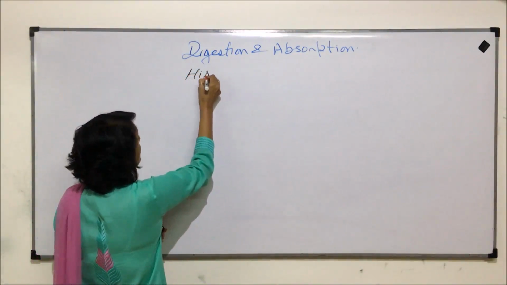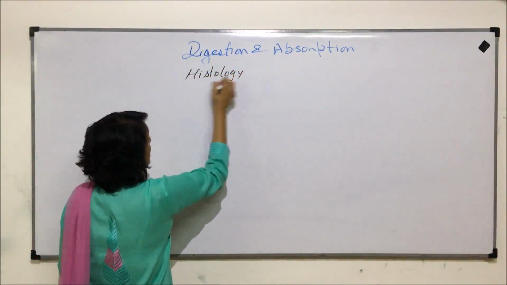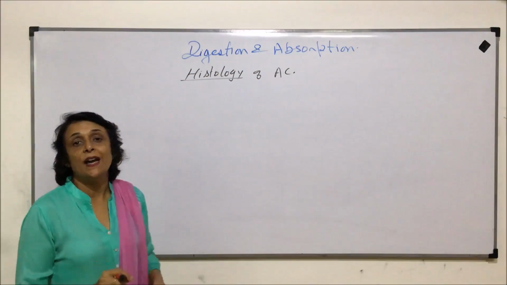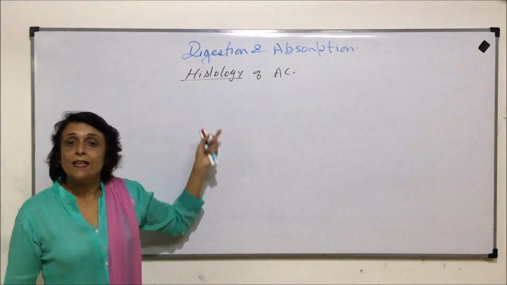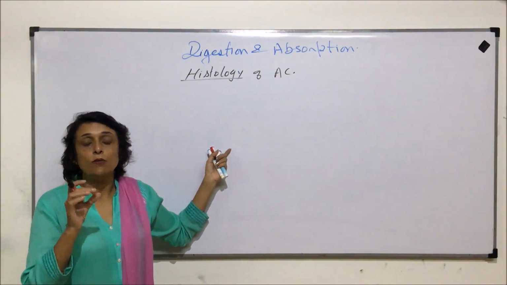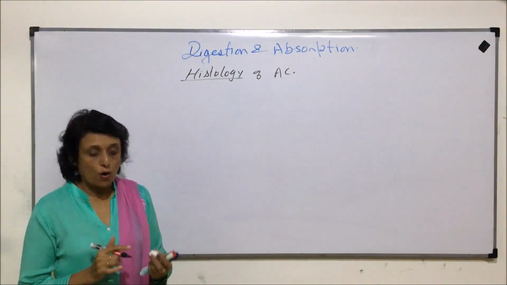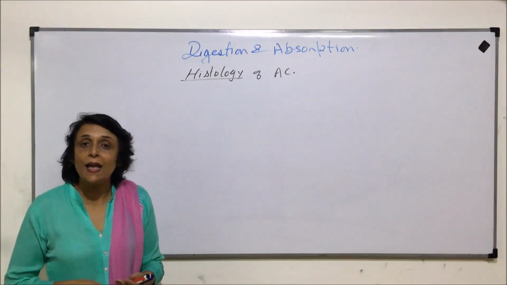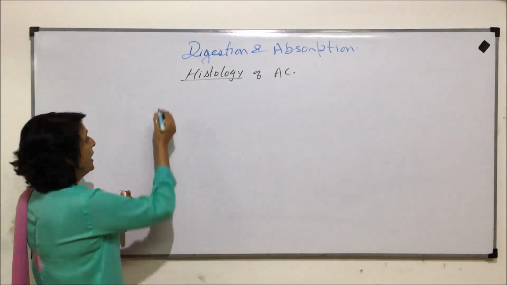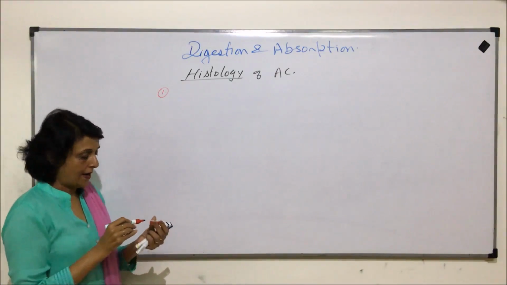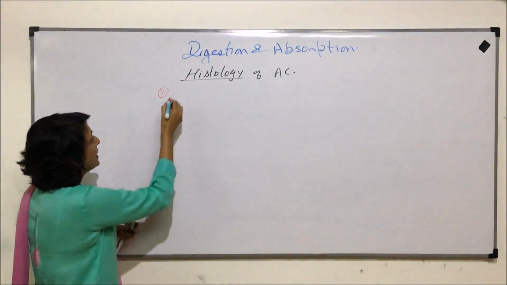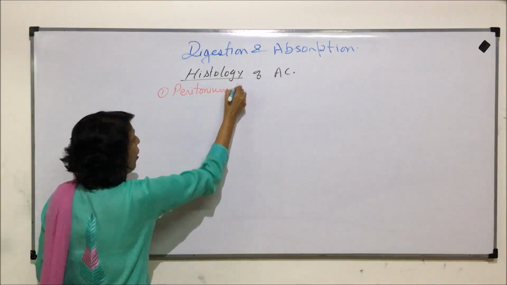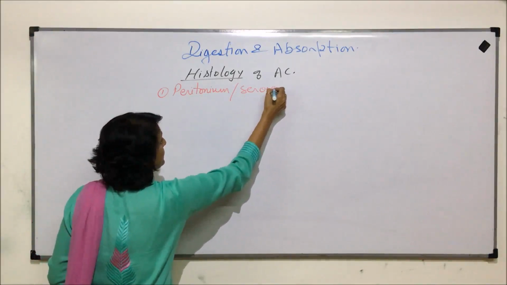So we are talking of the histology of the alimentary canal or GI tract. Now what exactly is meant by histology? We are now talking about the tissues which this tube, our alimentary canal, is made up of. It is made up of 4 layers. The outermost layer is known as peritoneum or serosa.